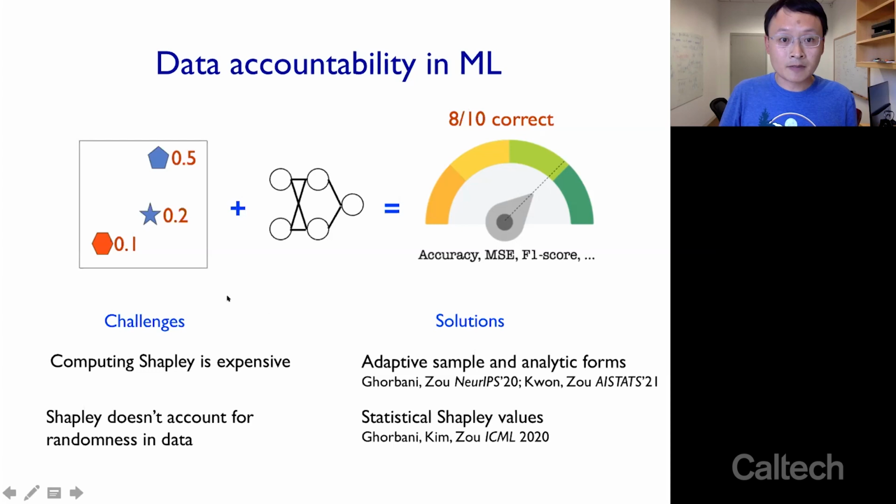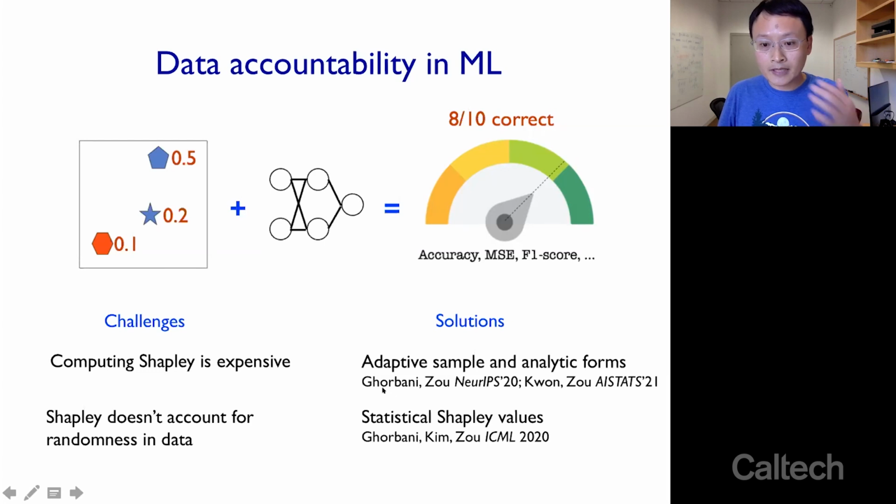For example, for the data Shapley scores, there are a lot of computational challenges. Computing the Shapley score exactly is very expensive. It actually requires an exponential number of computational steps. There are some other statistical challenges, like the Shapley score doesn't naturally account for randomness and noise in the data very well. We made some progress on the technical side towards partially addressing some of these limitations.